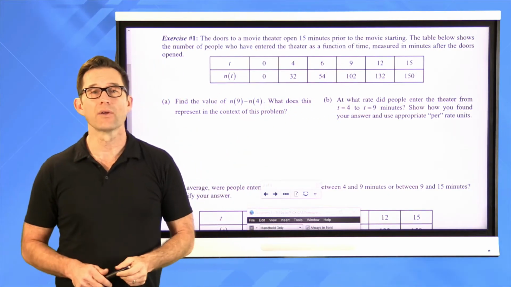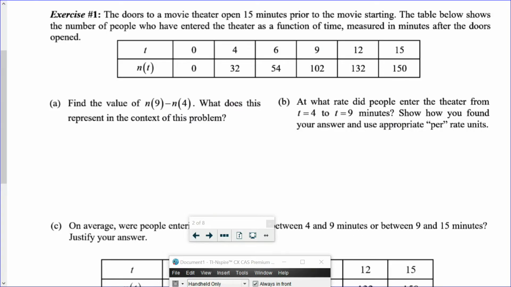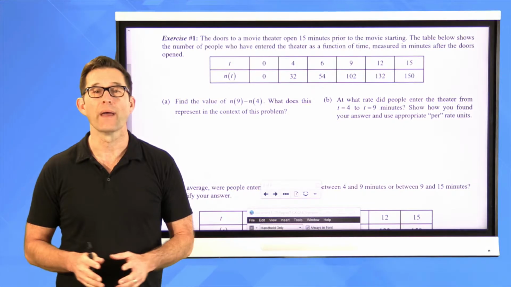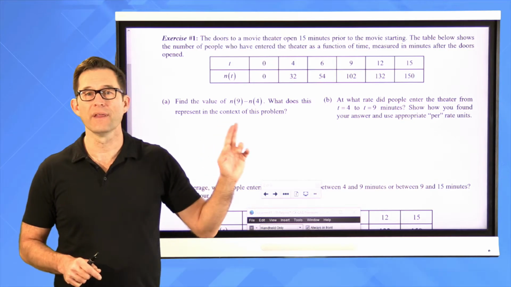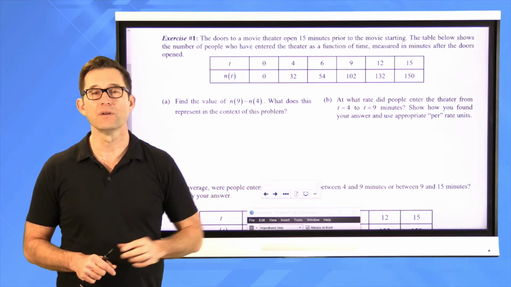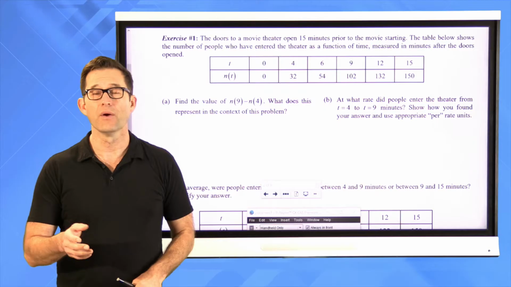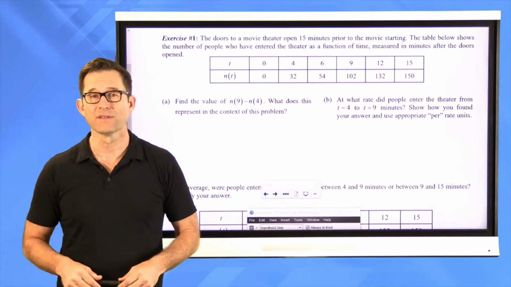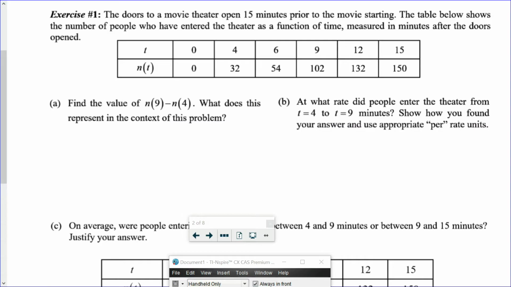So now let's take a look at letter A. Find the value of n of 9 minus n of 4. What does this represent in the context of this problem? We've done this type of calculation repeatedly with function notation. So I'd like you to pause the video now and go ahead and figure out what the answer to that calculation is.